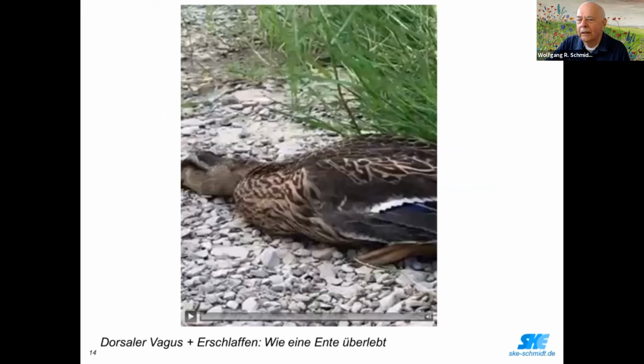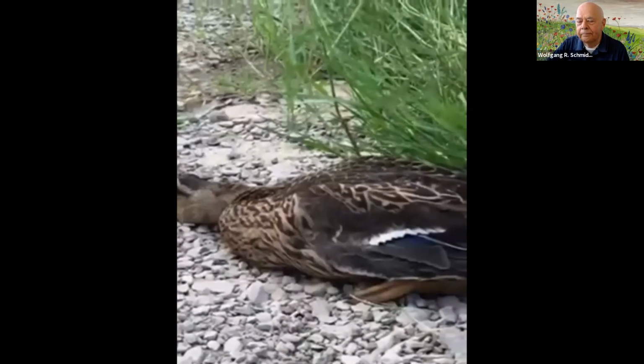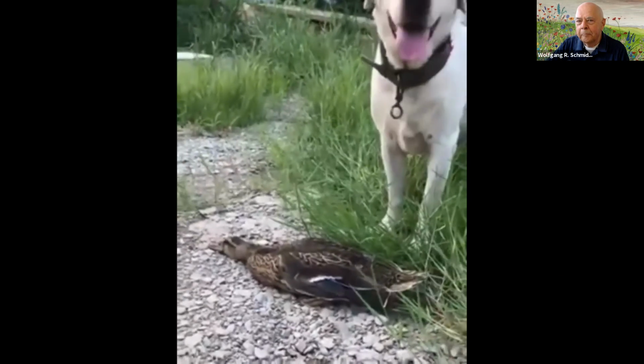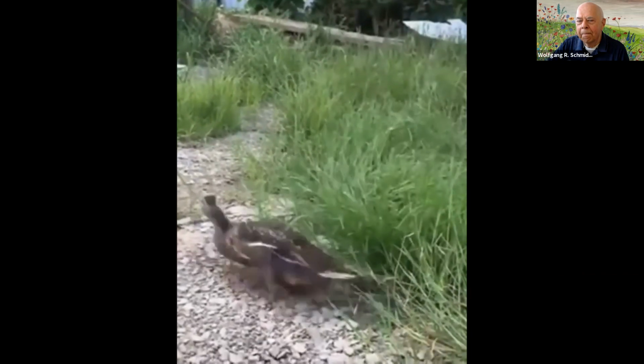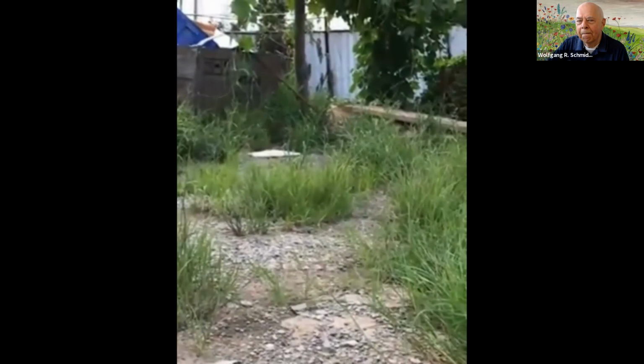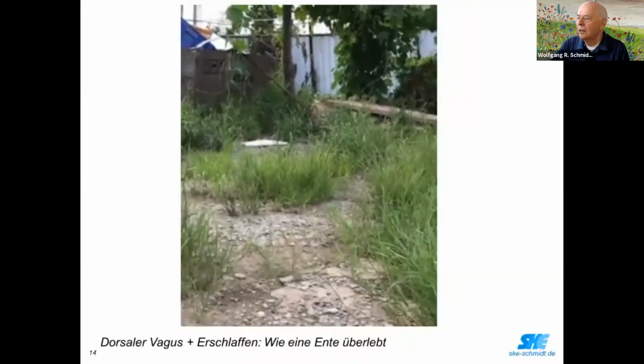And just to show you in an example, this is one of the benefits of the dorsal vagus. It's the complete faint and freeze. See what the duck does when the dog takes the attention away. Just suddenly wakes up, springs up, runs for his life. This is one of the benefits of the dorsal vagus, pretending to be dead, so the predator loses interest to pursue the prey.